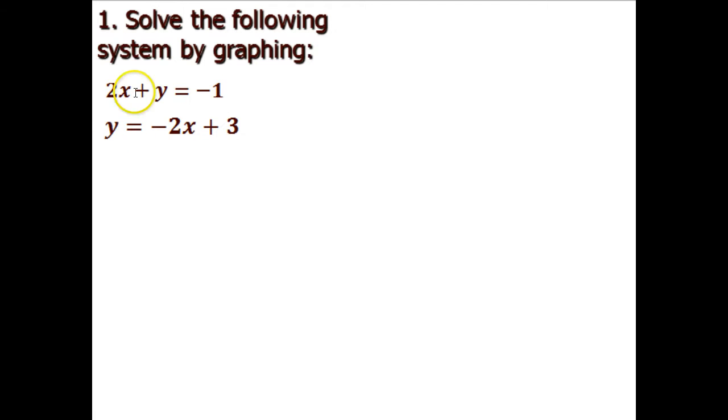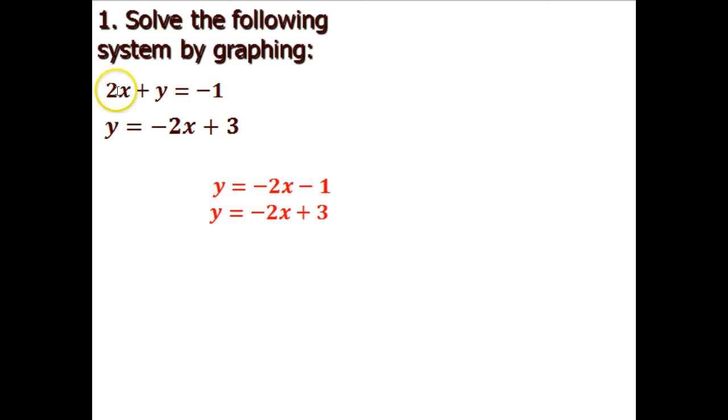bottom one is. This top one is currently not in slope-intercept form, so what we'll need to do is move this 2x to the other side. I've got a positive 2x here, so I'm going to subtract 2x from both sides, and then that will put it in the correct form. And the correct form should look like this.